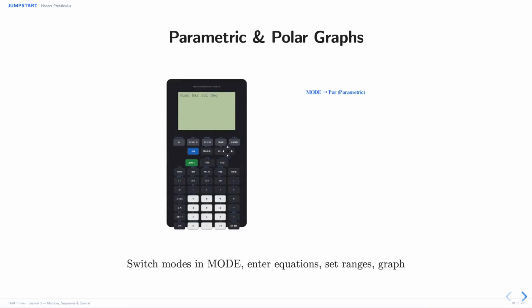Let's walk through the steps for graphing in both parametric and polar modes. For parametric, enter your equations for X1T and Y1T, set the window for t values, and graph to see the curve traced out. For polar graphs, enter your polar equation, set the window for theta values, and graph to see the polar curve. Remember to use ZSquare for accurate proportions.